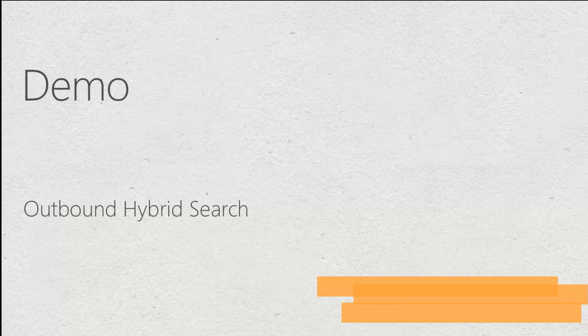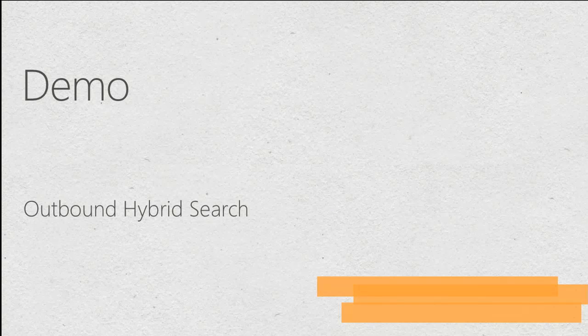So now I want to turn it over to Brent. He's going to kind of demo a typical scenario, outbound hybrid search, where the primary search center is on premises. So the on-premises side is actually going to pull in data from the Office 365 side. So Brent, take it away.